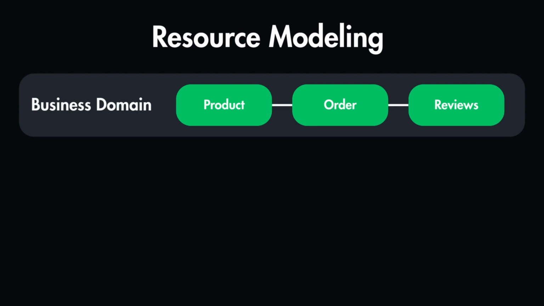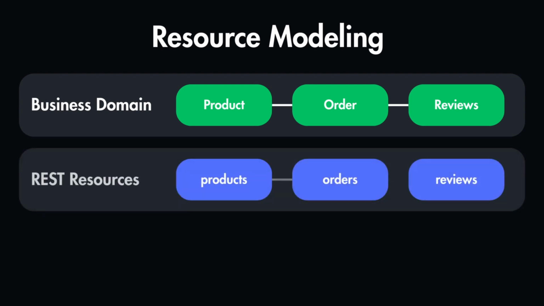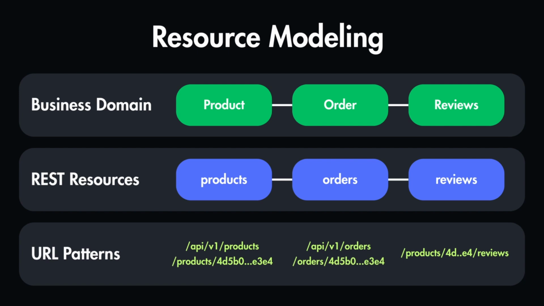Resources are the core concepts in REST. Let's say you have the business domain, which consists of the products, orders, and reviews. When modeling these to a RESTful API, you usually convert these into nouns and not verbs, meaning that the product becomes products, order becomes orders, and same for the reviews. These can be collections or individual items. For example, this first request, which is to /API/products, will return you the collection of products, not a single product.